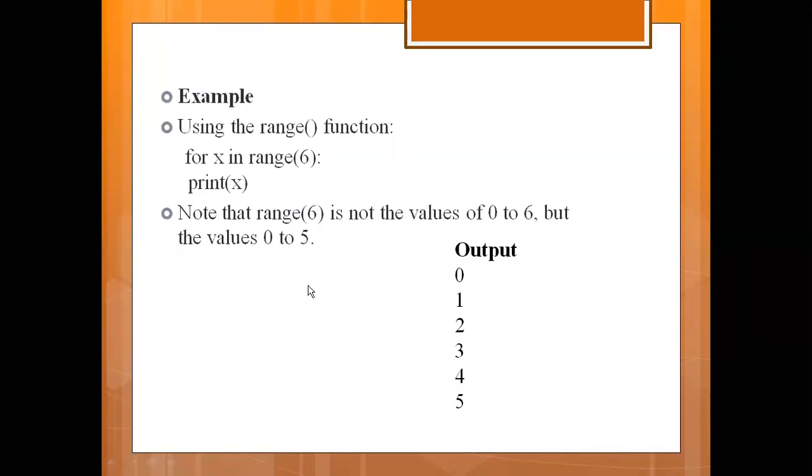Now let's have a look at an example using the range function with only the stop. For X in range 6, we say stop at 6, which means 6 will not be included. The default start is 0 and the default increment is 1. So X is pointing towards 0, so 0 is printed. Then X moves to 1, then 1 is printed. Then 2, 3, 4, 5. When we come to 6, 6 is the stop.